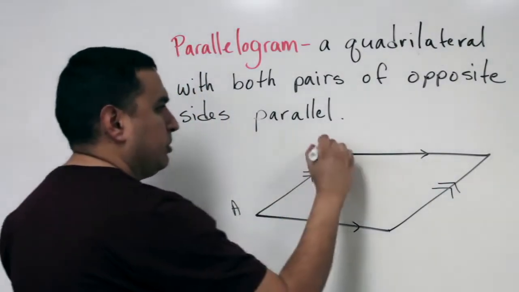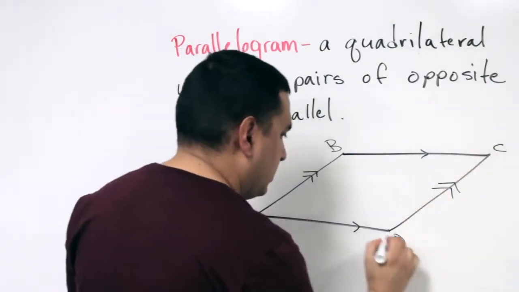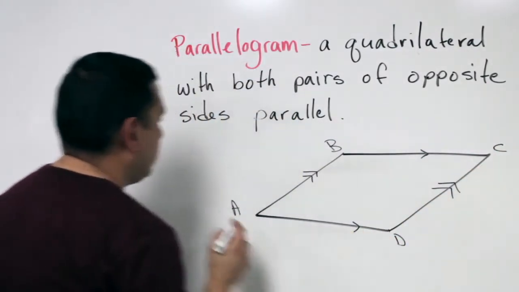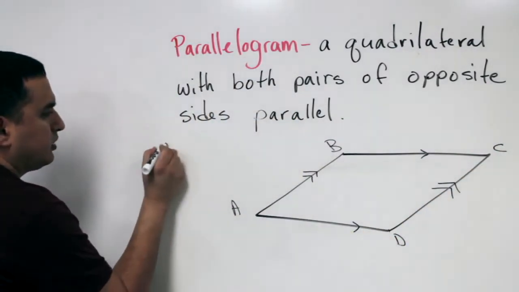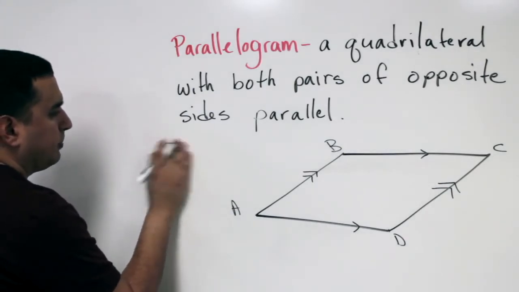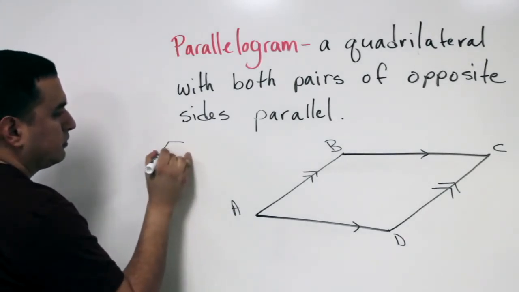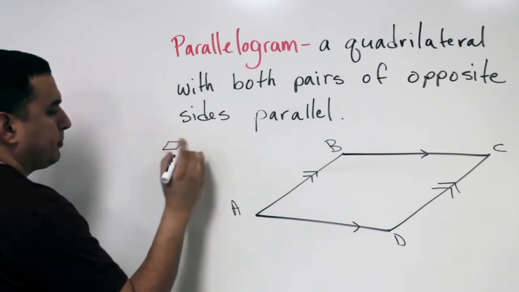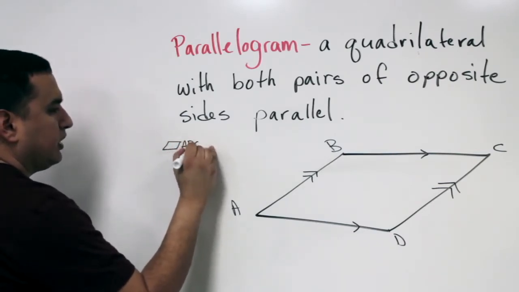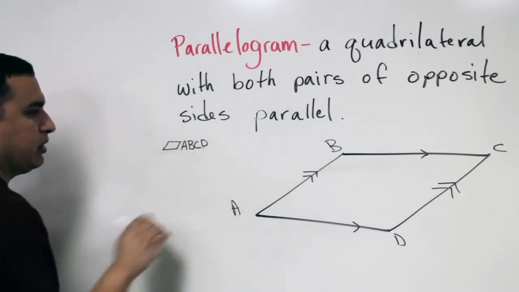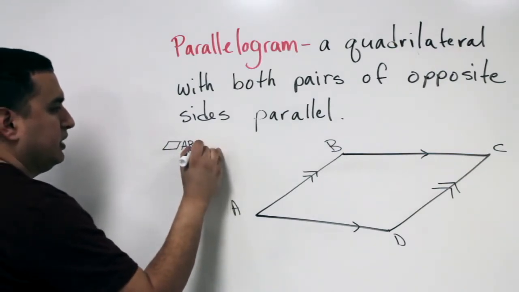You could name it A, B, C, D, and then when we're writing it, we usually draw a little smaller parallelogram-type shape, and then we put just the letters, the vertices. So this would be parallelogram A, B, C, D.